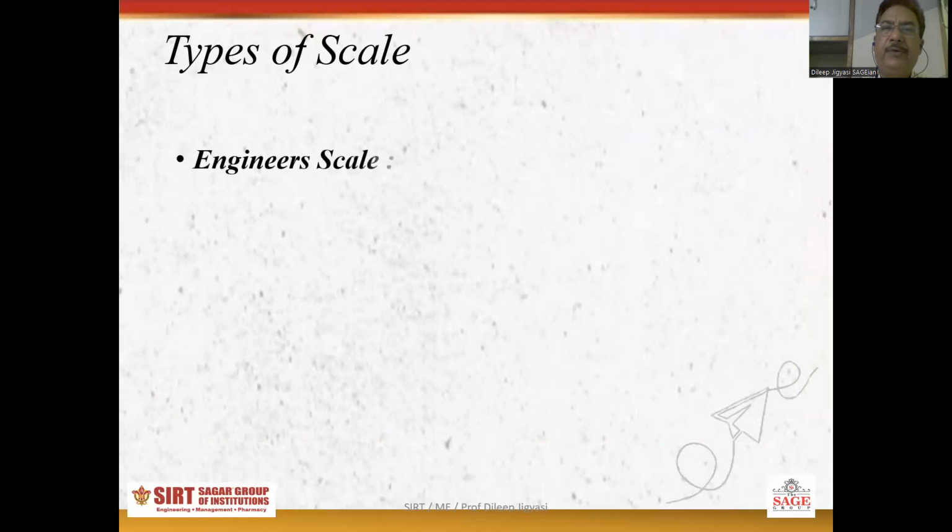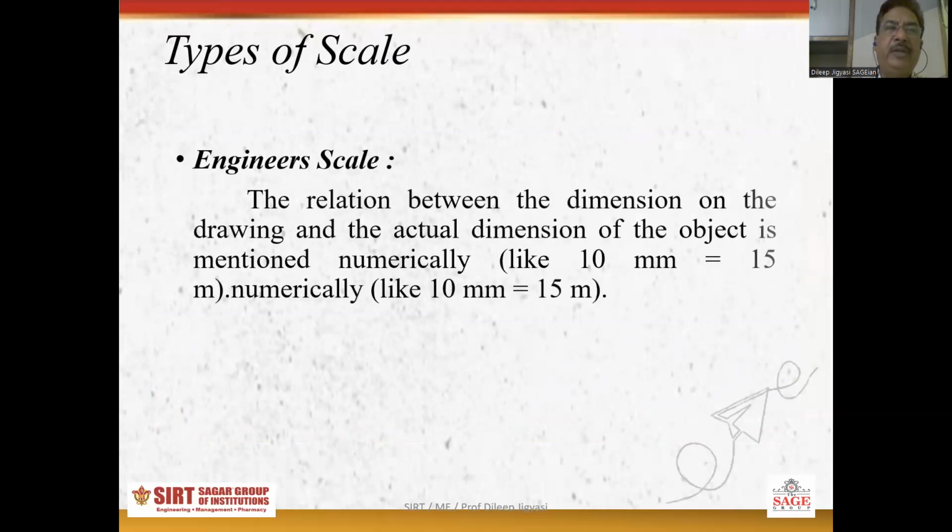Another way to define scale is the engineering scale. In the engineering scale, the relation between the dimensions on the drawing and the actual dimensions of the object is mentioned numerically. As I already told, 10 millimeter equals 15 meter. These types of scales are known as engineer's scale.